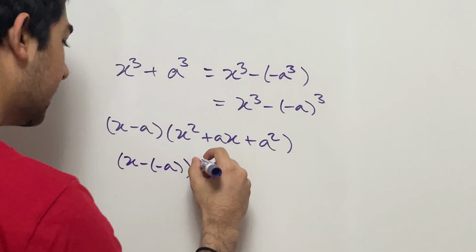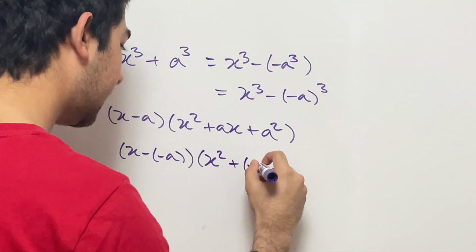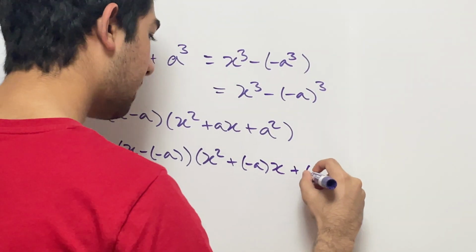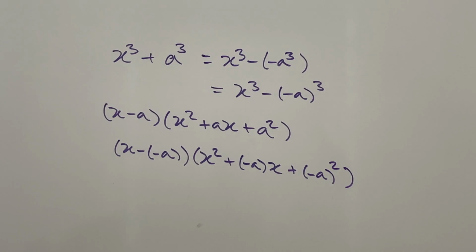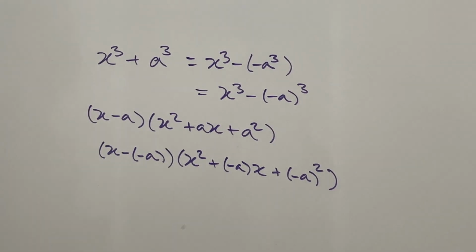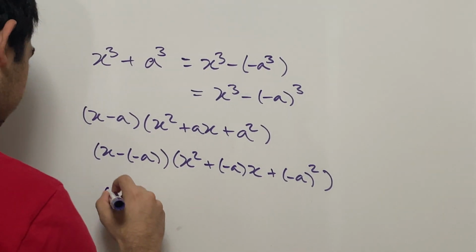Alright, you know the drill. X squared plus a becomes a minus a, so minus ax, and then plus minus a squared, right? So really same formula. Replace a with minus a. So x minus a, that's just x plus a, right?